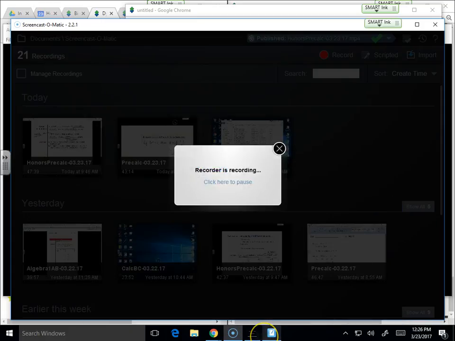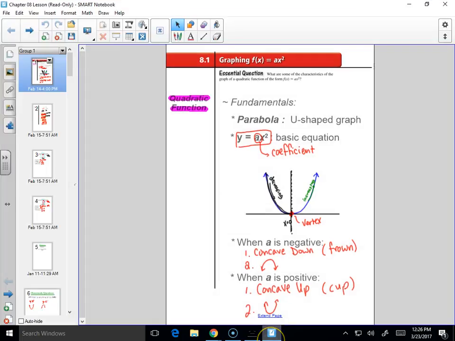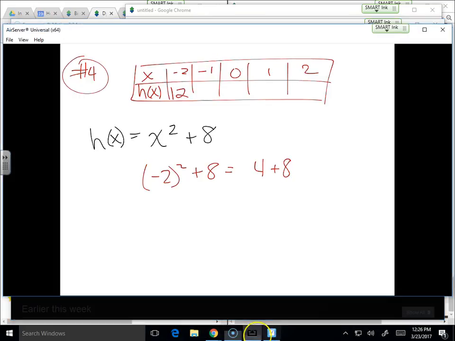It's not showing at all, is it? Come on, silly thing. Oh, why? I don't know. There you go.